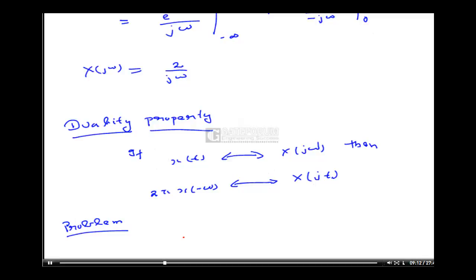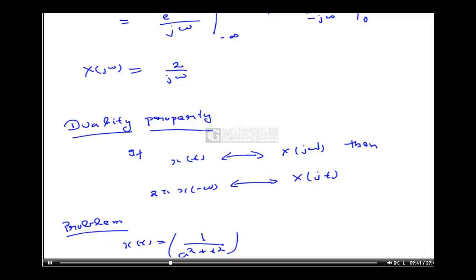Find the Fourier transform of x(t) equal to 1 upon a square plus t square. Okay, we know e to the power minus a mod t. Just now we have solved one problem which gives me the Fourier transform of 2a upon a square plus omega square.